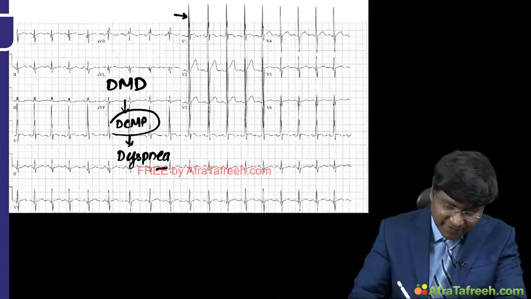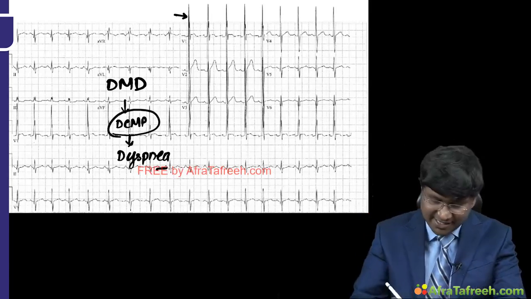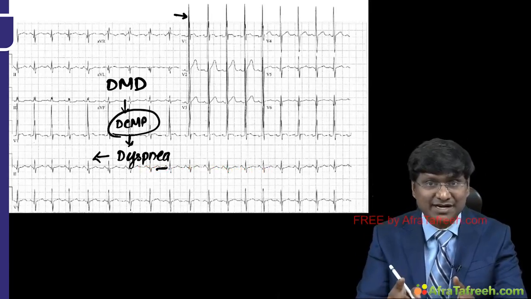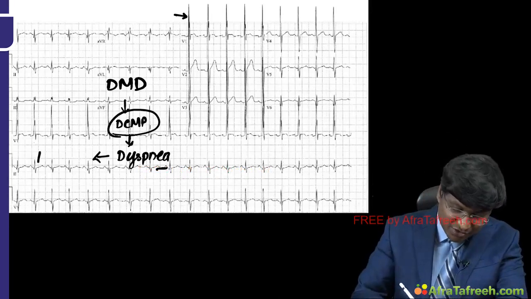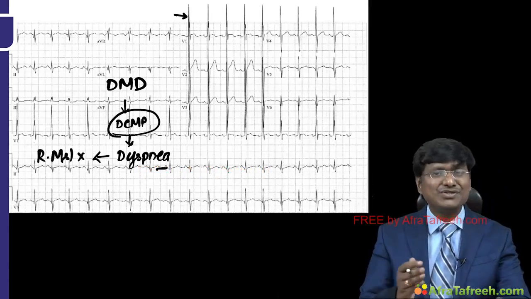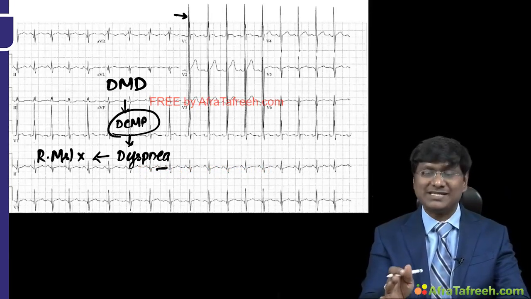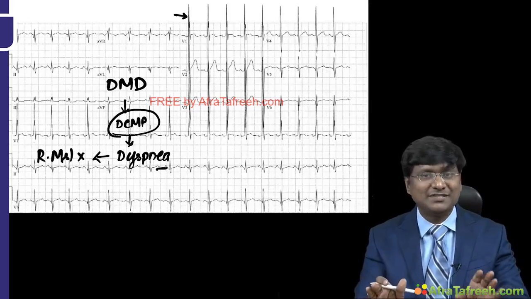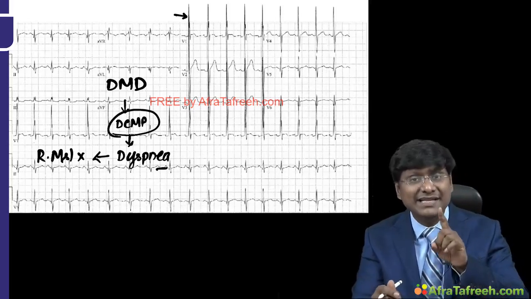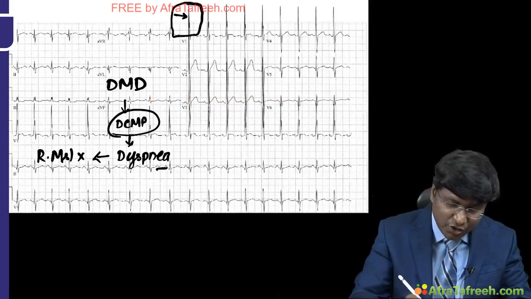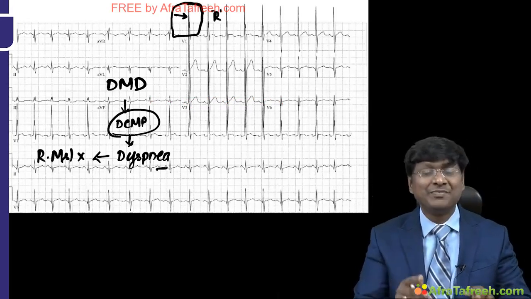One is because of the development of dilated cardiomyopathy, and another mechanism why there is development of dyspnea in patients with Duchenne's muscular dystrophy is the respiratory muscle paralysis. Because of respiratory muscle paralysis, the patient will land up in respiratory failure causing dyspnea. So what I want to tell you in this particular ECG is, in this patient with Duchenne's muscular dystrophy, you have dominant R wave in V1.